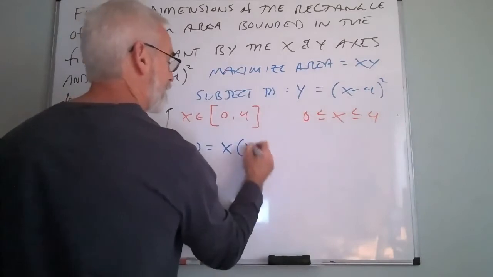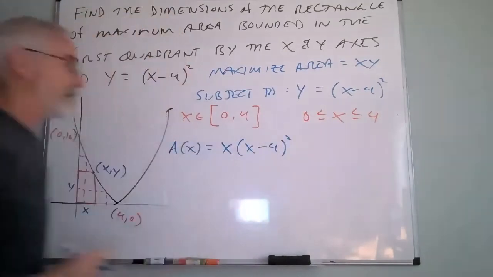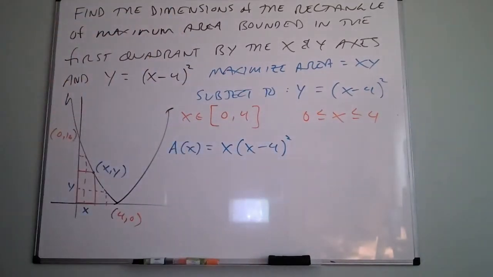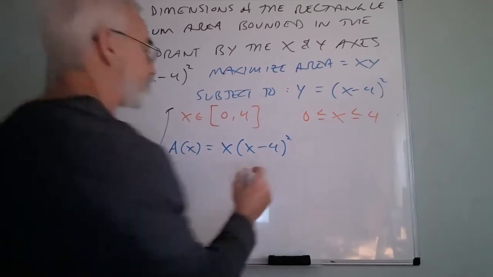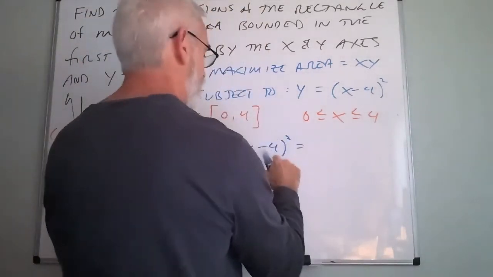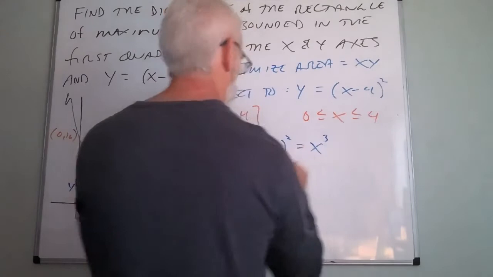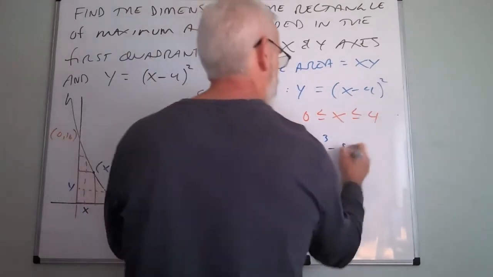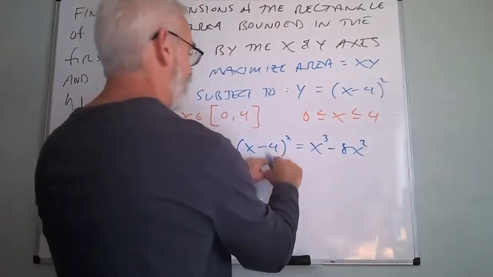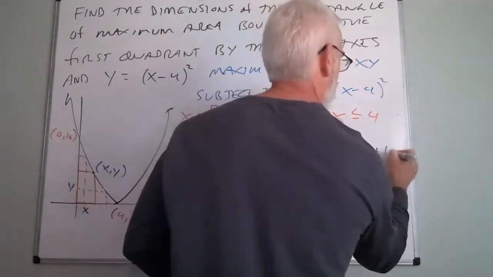So what I need to do now is say area as a function of X is X times (X minus 4) squared. Now I need to take the derivative of that. I can do that using product rule, or I can just simply multiply that out. So if I multiply that out, that's X cubed minus 8X squared plus 16X.